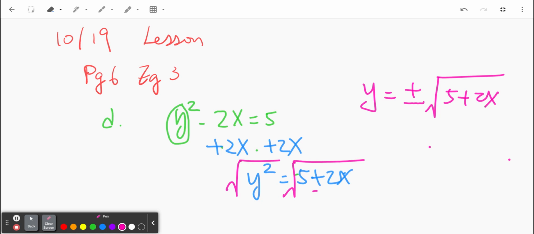Based on that, let me ask you, for each y, how many x can you have? That's right, because y equals plus and minus.